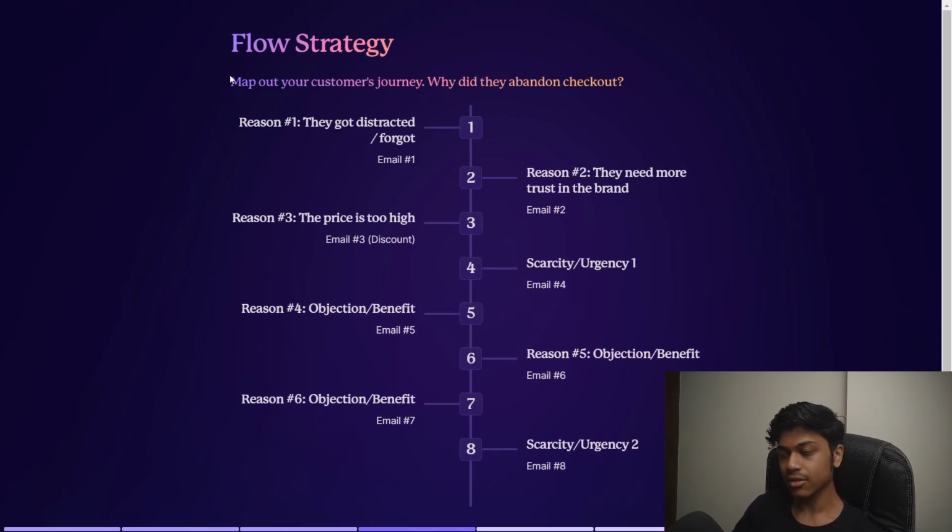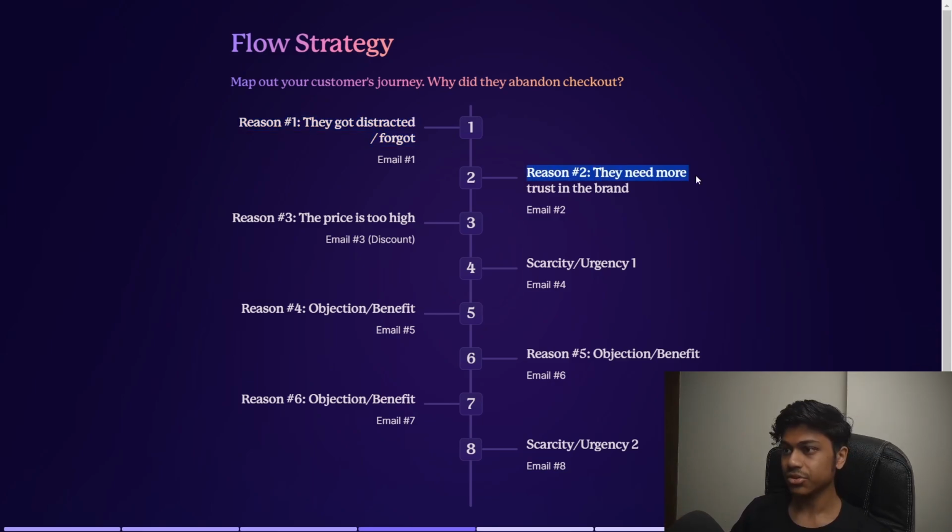And the main thing, not just with the abandoned checkout flow, but with any flow, is you want to map out your customer's journey, right? Why did they abandon checkout, and how can you make it easy for them to place their order now? Number one, the main reason most people abandon checkout is because they get distracted or they forget. And so the first email is literally just meant to be a reminder for that person.